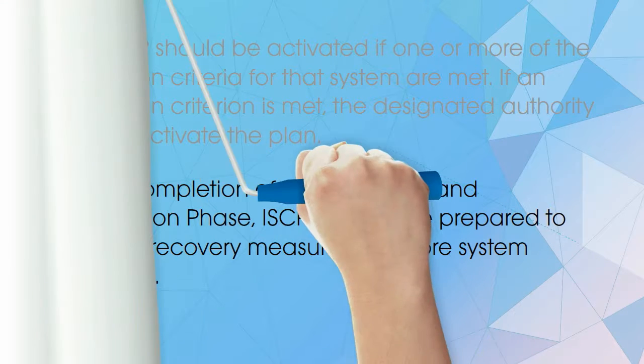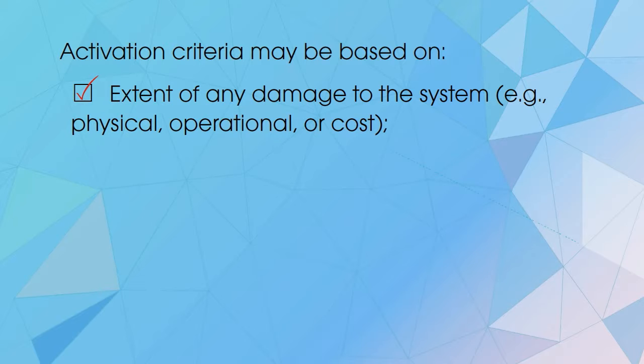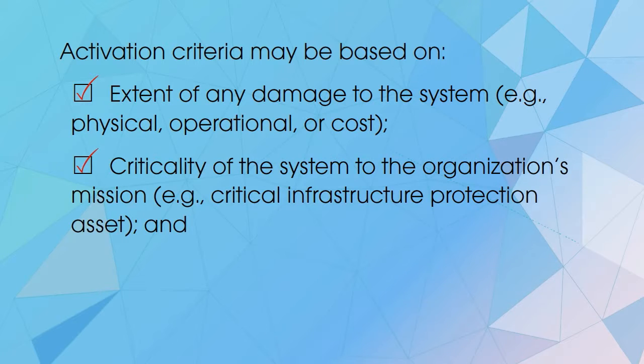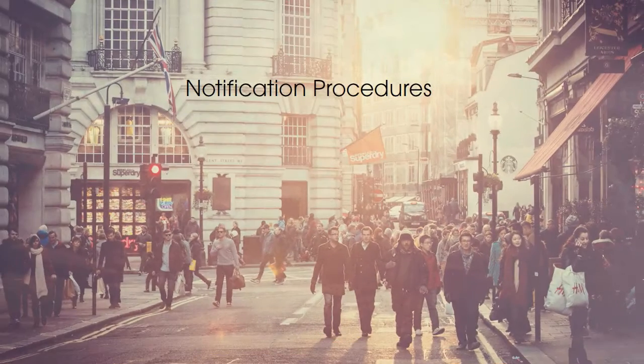Activation criteria may be based on extent of any damage to the system, physical, operational, or cost, criticality of the system to the organization's mission, critical infrastructure protection asset, and expected duration of the outage lasting longer than the RTO. Notification procedures. An outage or disruption may occur with or without prior notice.